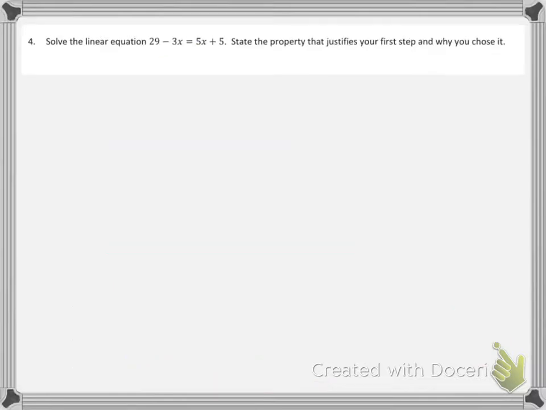Number 4. Let's see, 29 minus 3x, can't do anything there. 5x plus 5, can't do anything there. All I need to do is get the variables on the same side again. So let's rewrite 29 minus 3x equals 5x plus 5. I need all the variables on the same side. I'd really like to have my variables have a positive coefficient.